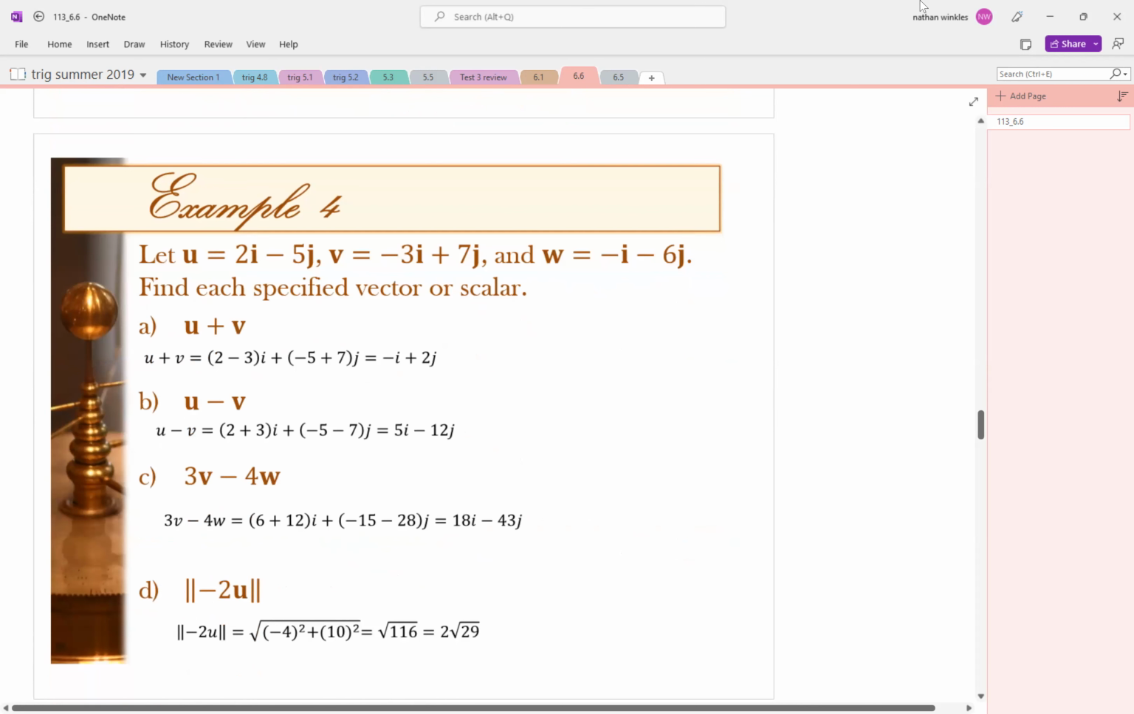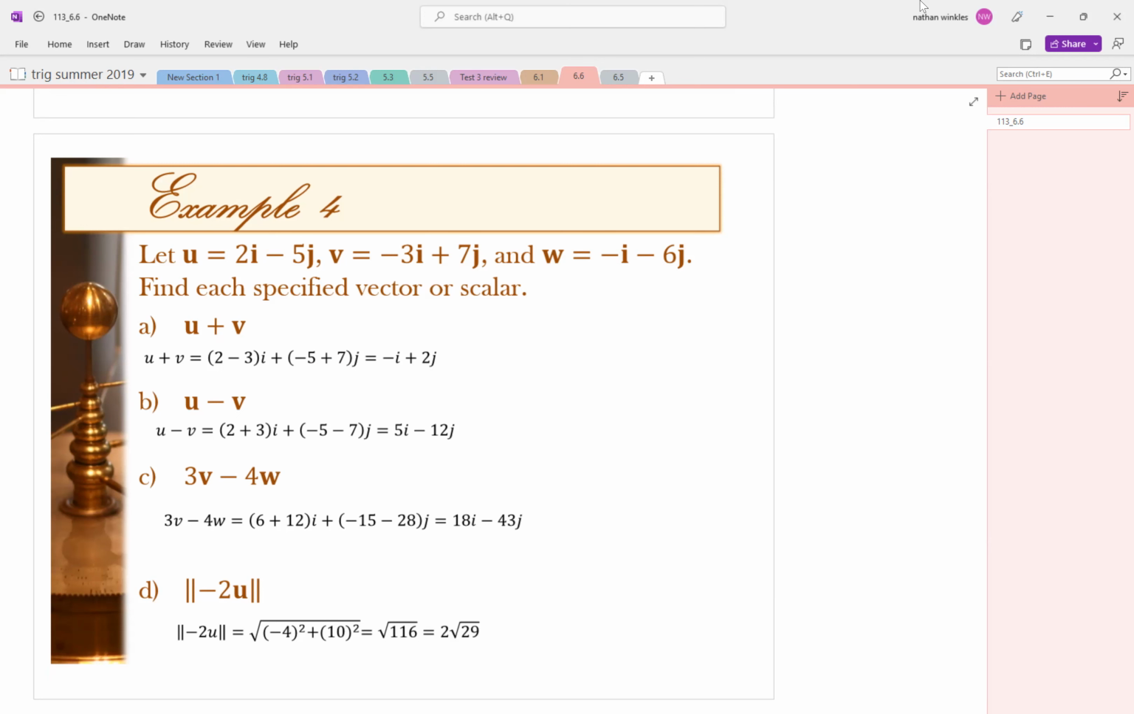So we're told let u equal 2i minus 5j, v equals -3i plus 7j, and w equals -i minus 6j. So we want to use those, depending on what we're given, to find the following. So the first one, u plus v. When we're doing the vector addition here, we're literally adding component for component. So 2 plus -3 is the same as 2 minus 3. -5 plus 7. So we get 2 minus 3 is -i. -5 plus 7 is plus 2j.